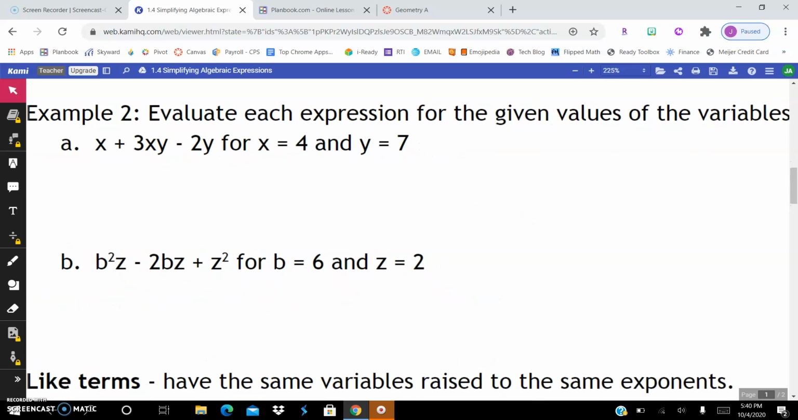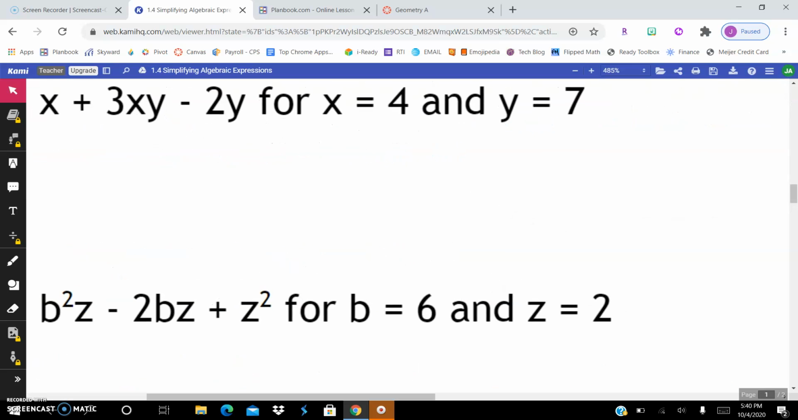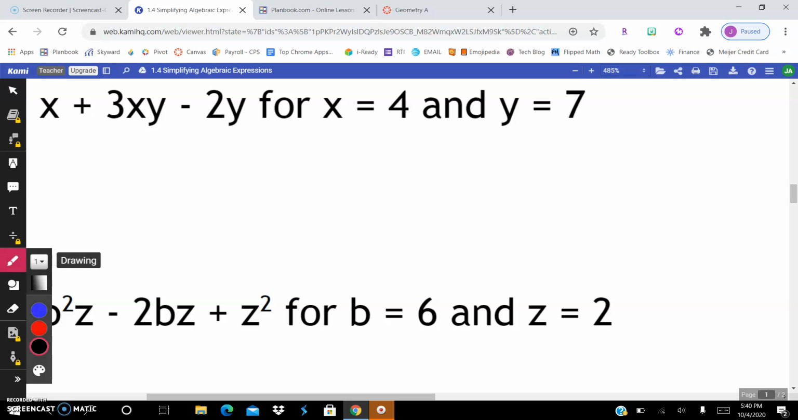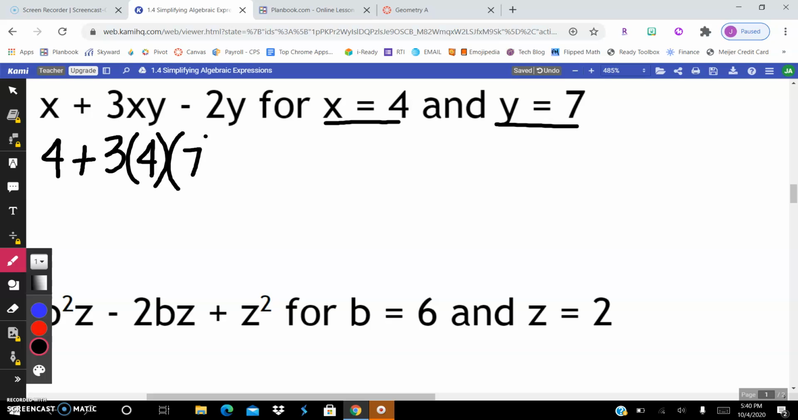So evaluate each expression for the given values of the variable. So this first one, we have x plus 3xy minus 2y, x is 4, and y is 7. So they tell us what the variables mean, and we have to go through and plug those in. So x is 4, plus 3 times our x, which is another 4. Our y is 7, minus 2y, so another 7 there.